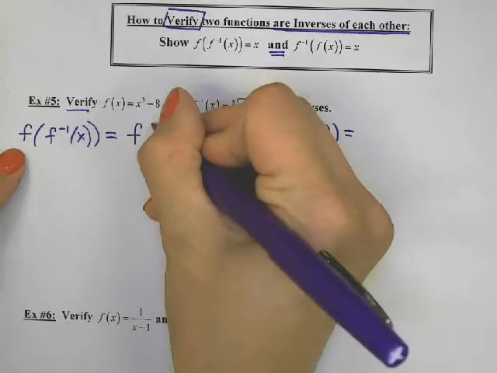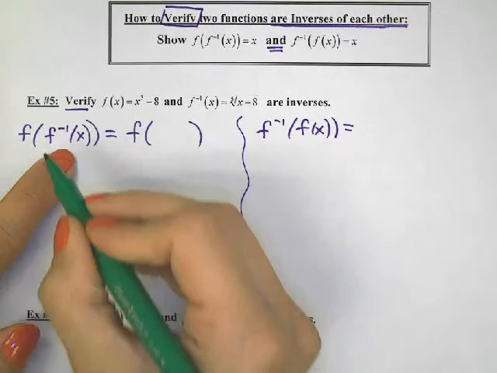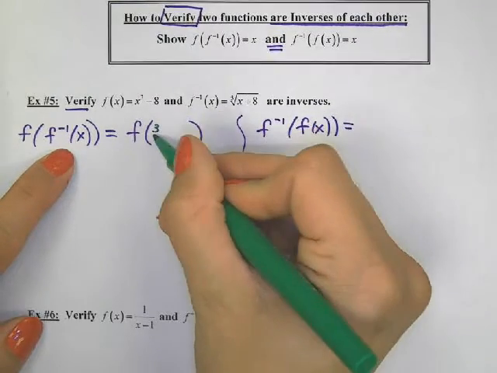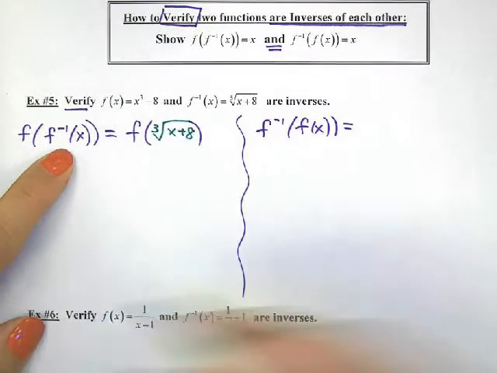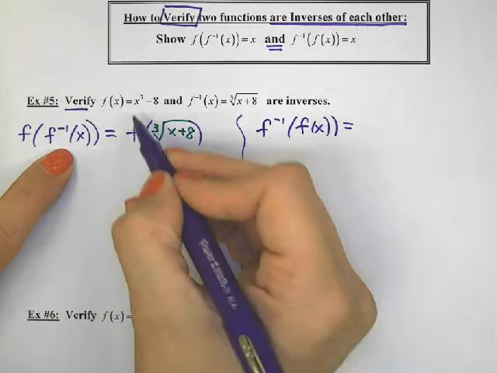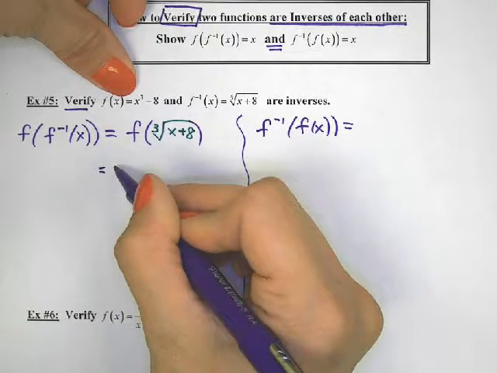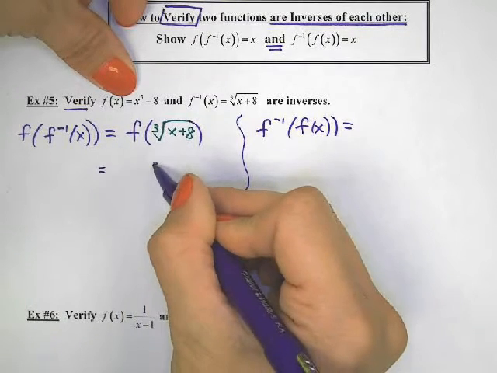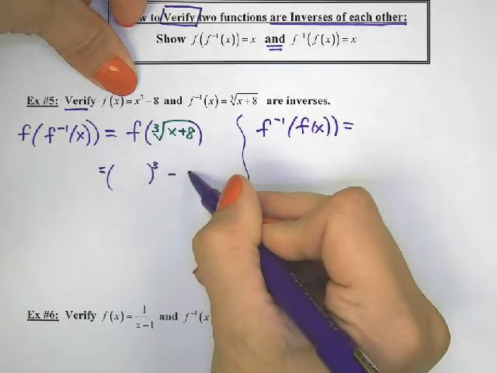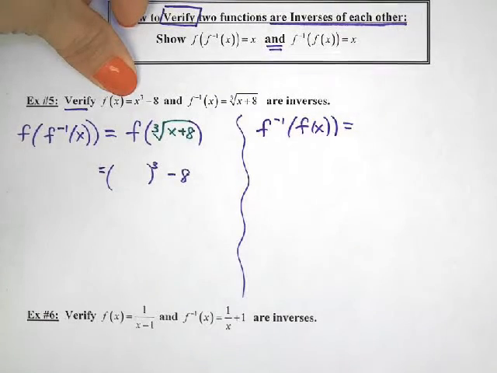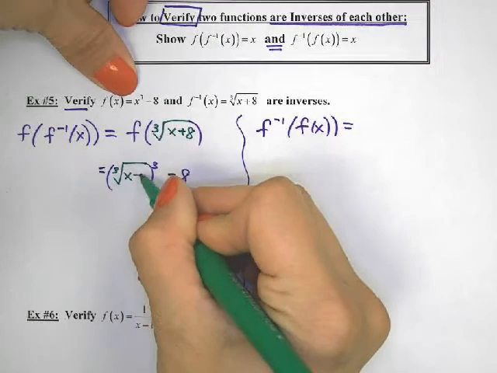Okay, remember how to compose? F of, and you put an inverse in there. So instead of the letters f inverse of x, let's put this cubed root of x plus 8. And that function has to go into f. And what does f say? F says cube your input and subtract an 8. And our input is a cubed root of x plus 8.